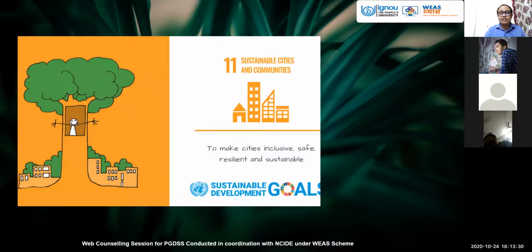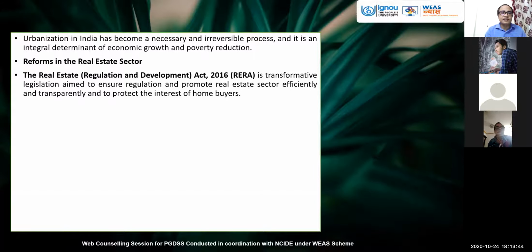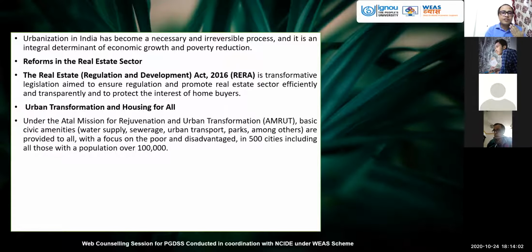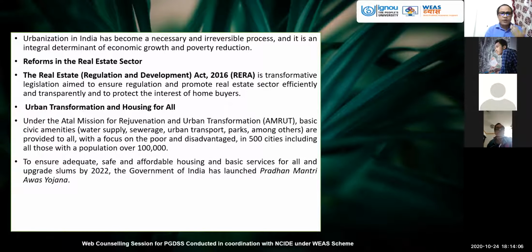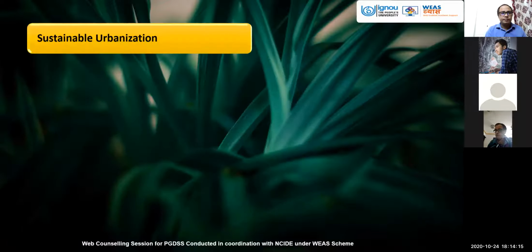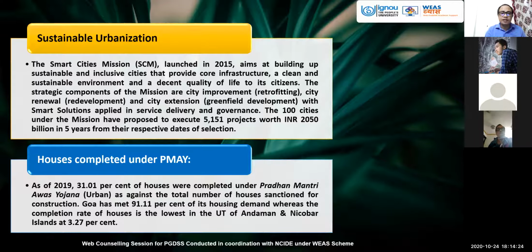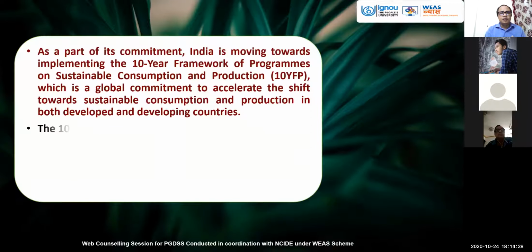Goal 11 is sustainable cities and communities. As you know, cities are the center of economic growth. Cities account for more than 70% of our economic growth. For that, we have reforms in real estate sector regulation, the Real Estate Regulation and Development Act 2016. This is one of the transformative legislations that aims to ensure regulation and promote the real estate sector efficiently, transparently, and to protect the interest of home buyers. Urban transformation and housing for all, we have AMRUT. For urban areas, we have Pradhan Mantri Awas Yojana, and we have the Smart City program. For sustainable urbanization, the Smart City Mission is there, and houses completed under Pradhan Mantri Awas Yojana. These are some of the indicators. We are improving a lot. Then we have the 10-year framework of sustainable.